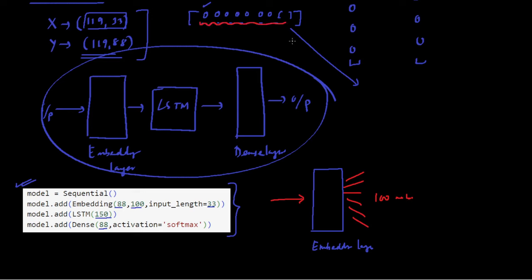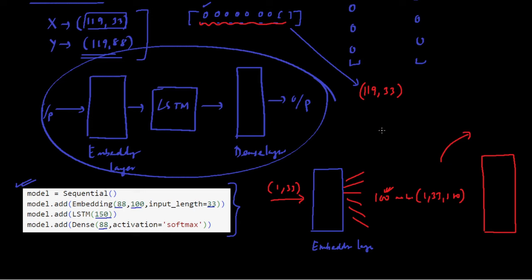What is the length of this? How many words do we have? What is the shape of X? The shape of X is 119,33, right? So when one word goes in, this is the input that goes into the embedding layer. Now here the output will be 33,100 because of these 100 numbers, right? And now let's say here we have the next layer. How many weights will be assigned? The number of weights will be 88 multiplied with 100. Where does 88 come from? 88 is the number of unique words that we have in the Y, right?